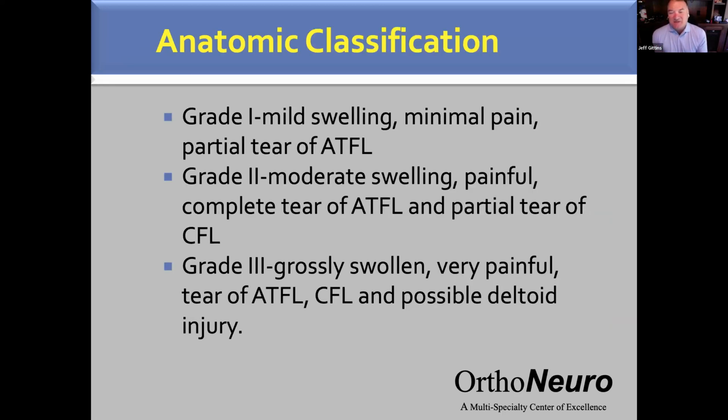When it comes to anatomic classification, there's two different types of ways of classifying an ankle sprain. The anatomic classification is where you describe the ligament itself, whether it be mild swelling with minimal pain in a type 1. In grade 2, there's moderate swelling and painful areas of palpation, but there's a complete tear of the anterior talofibular ligament, and there's only a partial tear of the calcaneofibular ligament. And then finally, in a grade 3, there's gross swelling going around the ankle with loss of motion. It's very painful. There's most likely a tear of both lateral ligaments, but also the deltoid ligament. So basically, this is counting how many ligaments you hurt to determine the anatomic classification.